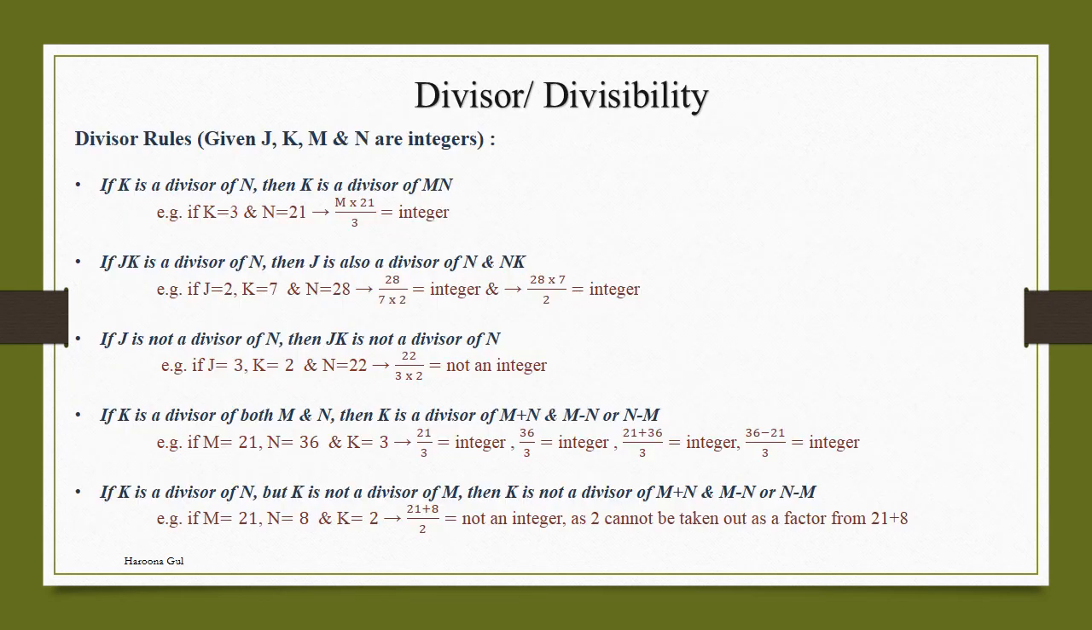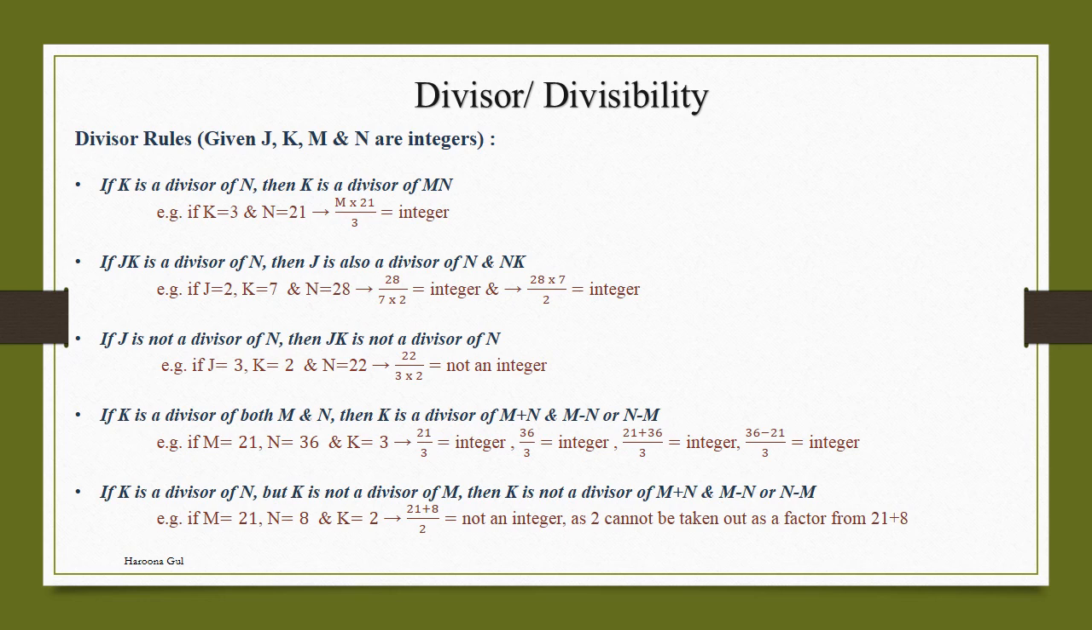According to divisor rules, if we have j, k, m and n as integers, and if k is a divisor of n, then k is definitely a divisor of m times n. For example, if k is equal to 3 and n is equal to 21, then m times 21 divided by 3 gives us an integer, because 3 is a divisor of 21, or 21 is a multiple of 3.